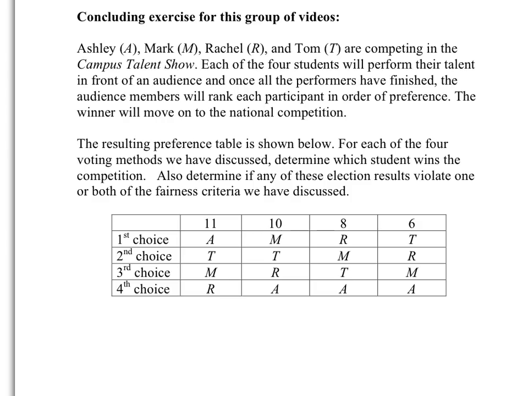The resulting preference table is shown below, and the task is, for each of the 4 voting methods we have discussed, determine which student wins the competition. Also determine if any of these election results violate one or both of the fairness criteria we have discussed.